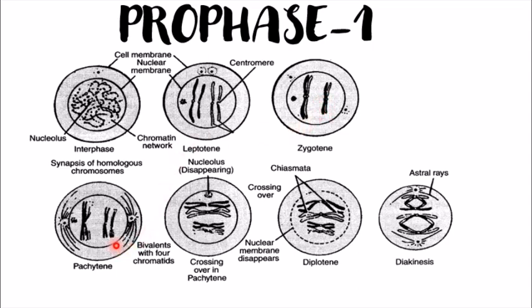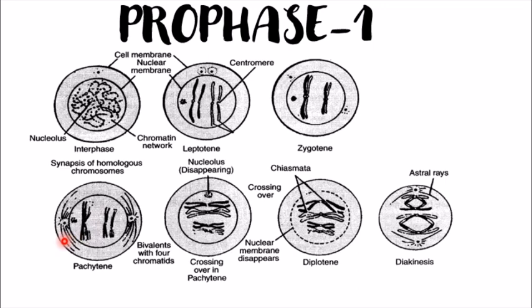Next step is pachytene. Here a very important step takes place, that is in pachytene the crossing over takes place. Now what is crossing over? The chromosomes come along each other and they cross each other. Crossing over is done so that the genetic material can be recombined. This is also called recombination, so that the genetic materials recombine. It will overlap each other.